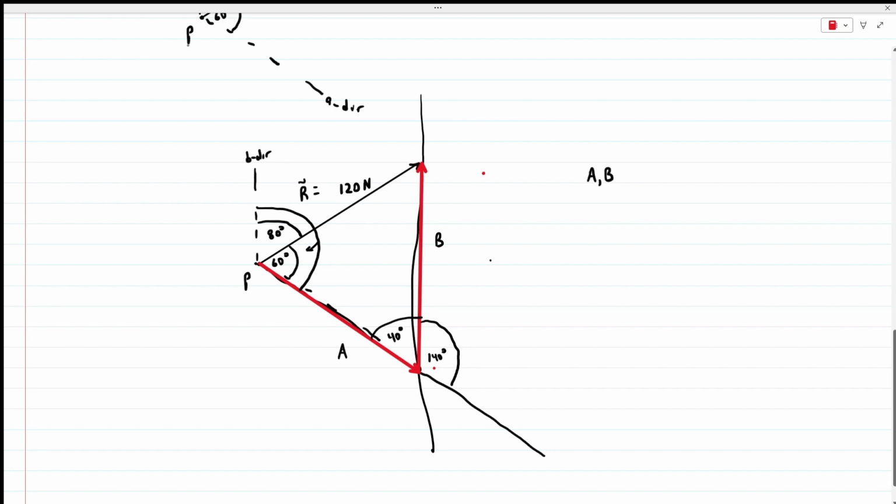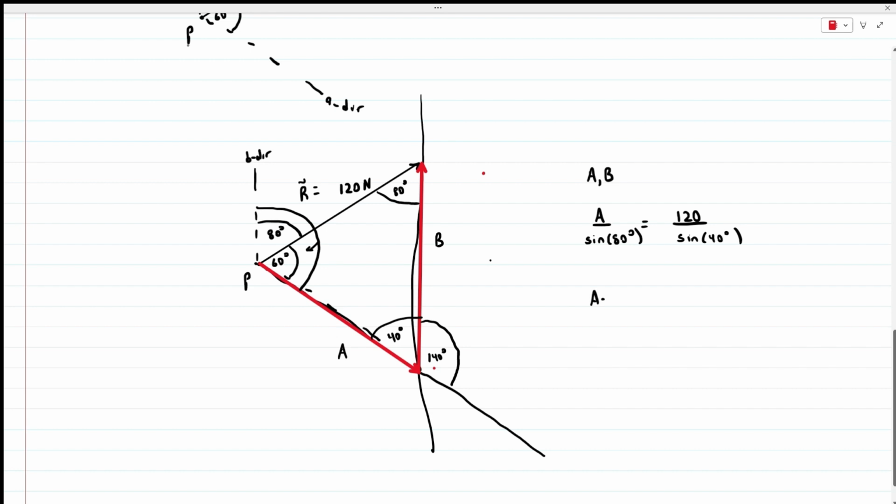If this is 60 here and this is 40 here, that would mean that this is 80 degrees, for a sum of 180 degrees total. We have a triangle in which we know all the angles, and what's unknown are the side lengths A and B. So I think the sine rule would come in handy for us. So let's use it. A over the sine of 80 degrees has to be equal to R, which is 120 newtons, divided by the sine of 40 degrees.